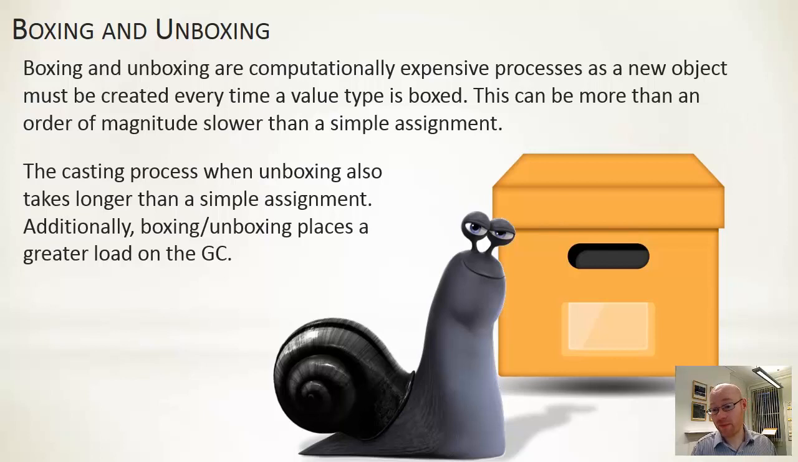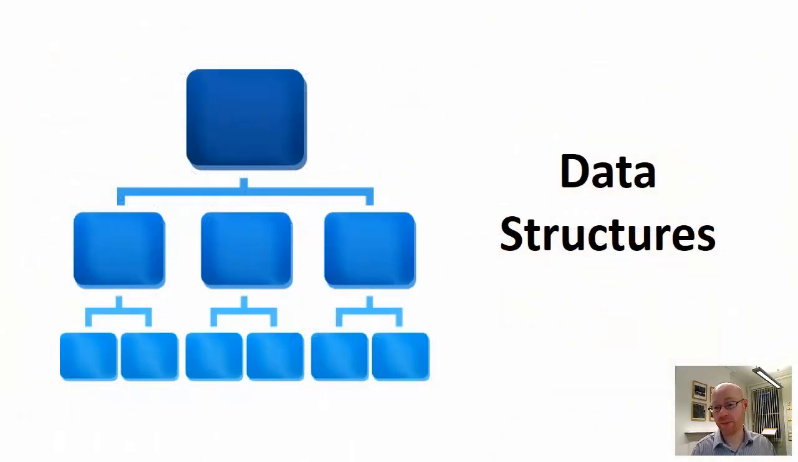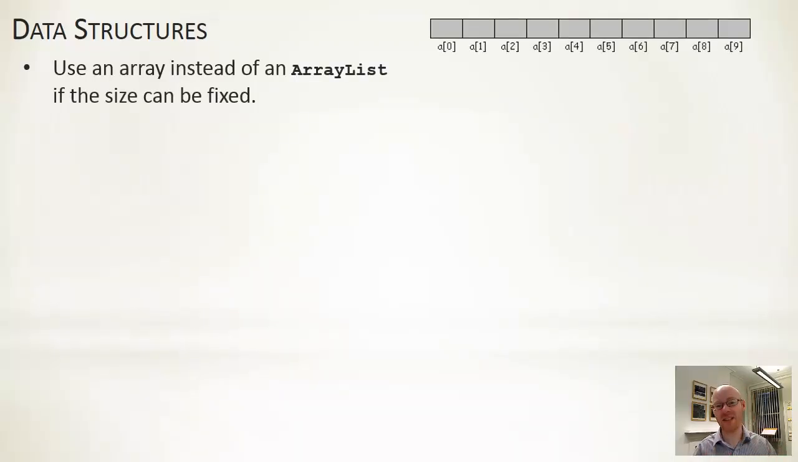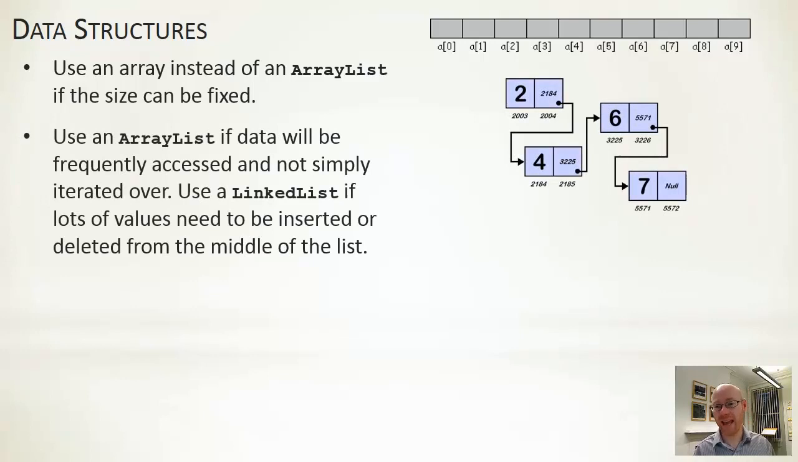Now I have a little bit of general advice on data structures. And that general advice is that if the size of the data is fixed, then favor using an array over, for example, an array list. If the size of the data isn't fixed, can change, you get a couple of options. You can use an array list, or you can use a linked list. Both of them provide dynamically growable, changeable arrays.